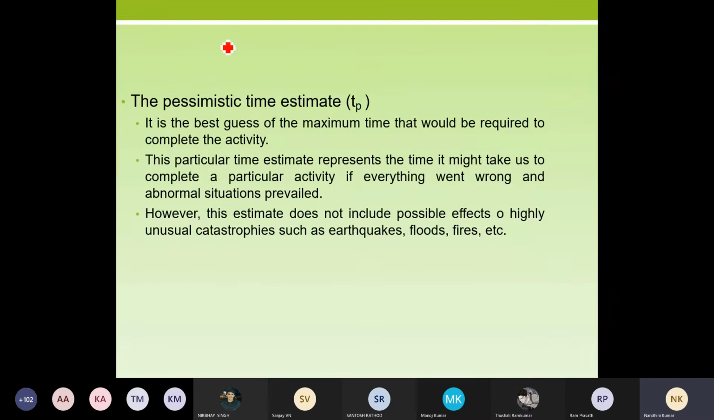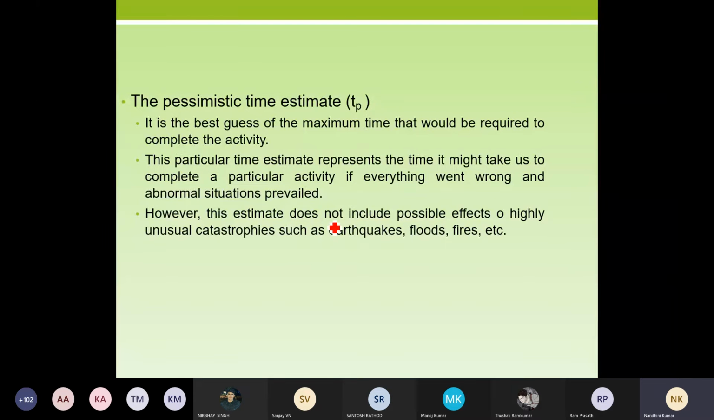Next is the pessimistic time estimate. It is the best guess of the maximum time you give for the activity to get completed. This time estimate represents the time it may take us to complete a particular activity if everything went wrong or under abnormal situations. You give some extra time so that if there are any flaws, or there is downtime of your equipment that you need to repair, you have time for it. Considering all the extra time, you identify your pessimistic time estimate.